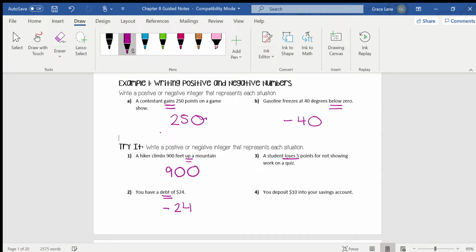A student loses 5 points for not showing work on a quiz. Some of you might be familiar with that. That would mean you are out minus 5 points. And then number 4, sometimes this can be confusing. The word deposit means that you are putting money into your bank account. So if you deposit $10, you are earning, or it would be positive 10. The opposite of that would be withdraw, which means you are taking $10 out of the account. Okay, so that's the first example. Pretty easy. We're just taking a situation and representing it with a number.